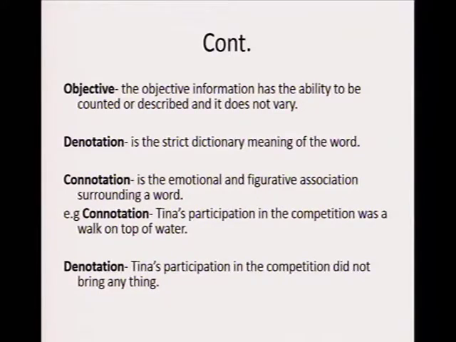Okay, the objective one. Objective information has the ability to be counted or described, and it does not vary. Can you see the difference between the two now, objective and subjective? The denotation. Denotation is strictly the dictionary meaning of the word, the meaning exactly as it is in the dictionary. We proceed to connotation. Connotation is the emotional and figurative association surrounding the word. An example: Tina's participation in the competition was a walk on top of water. Can you see the connotation there?